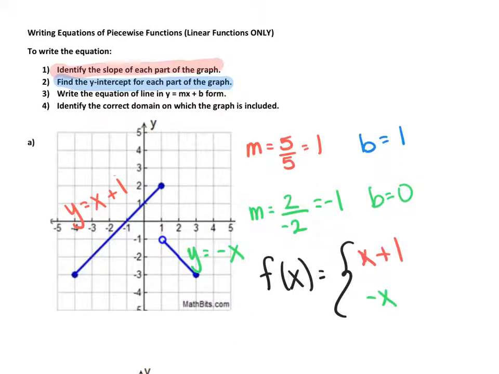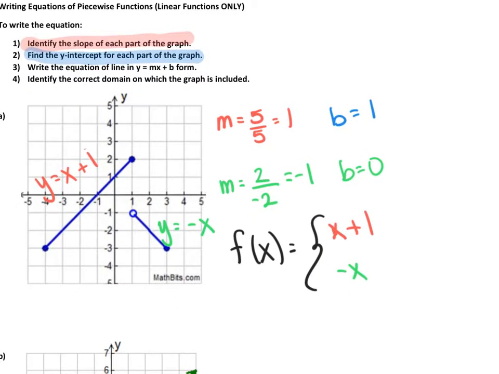Now we need to define the domains. We've written our equations in terms of y equals mx plus b, and now we're going to define the domains. To identify the correct domain in which the graph is included, notice the lowest x on this red function is at negative 4, and this closed circle means to include the negative 4. We're going to graph this function all the way to the largest x on this graph, which is 1 for that particular function, and we're including 1.